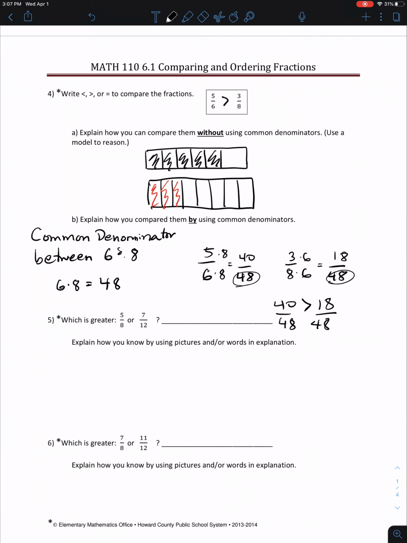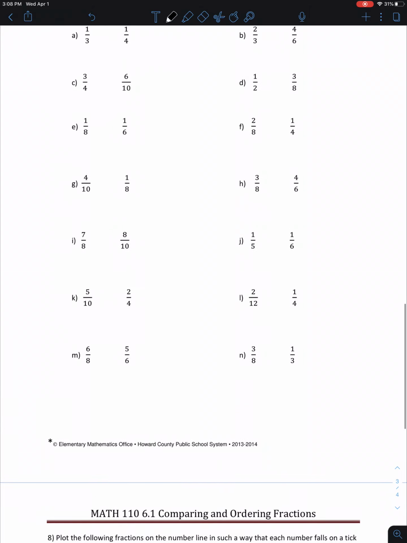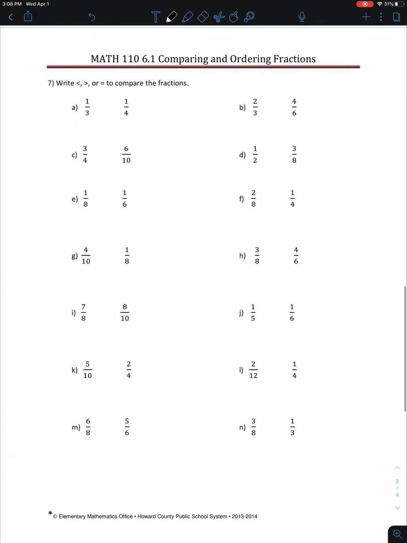So pause the video at this point. Go ahead and work on 5 and 6 for me, so you can do the same thing. Again, you can use the little fraction strips, the pictures, or the number line, whatever helps you to make sure you understand these guys. And then when you're done, come back and we'll do number 7.